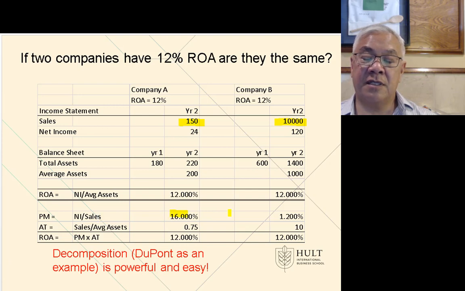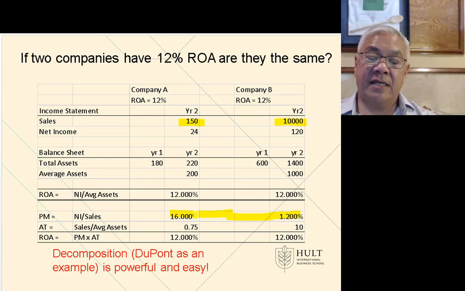It showed us this: if you take net income divided by sales for company A, they have net income of 24 divided by 150, and they get 16%. So for company A, for every dollar of sales, they make 16 cents. We got that by saying on $150 of sales, we divide that into 24, net income is 16%.